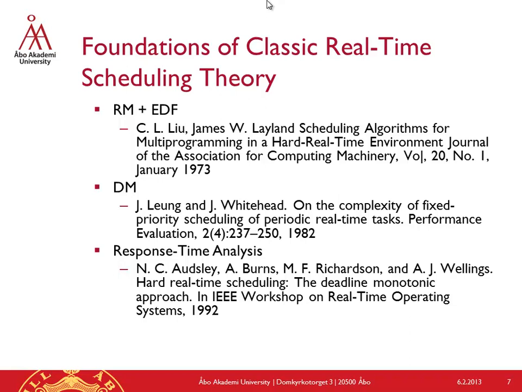And what has already been proposed? You have some patterns of solution for this particular task. The first one shown here is probably the most cited paper in real-time system theory, the well-known 1973 paper of Liu and Layland. This paper defines the well-known rate monotonic scheduling algorithm and the earliest deadline first algorithm.